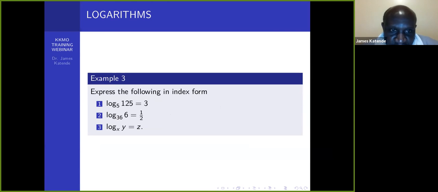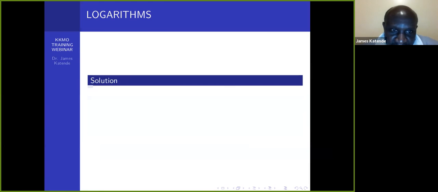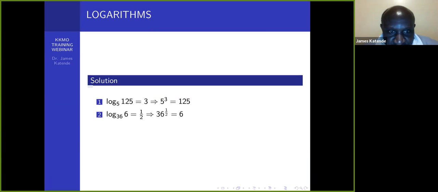Here is another case where we just convert from the logarithmic form to the index form, and the solutions are here. If you have log of 125 to the base 5 is equal to 3, then this means 5 raised to 3 will be 125. Here, if the logarithm of 6 to the base 36 is equal to a half, it means it's the same thing as saying 36 raised to a half is equal to 6. That is just the square root of 36.